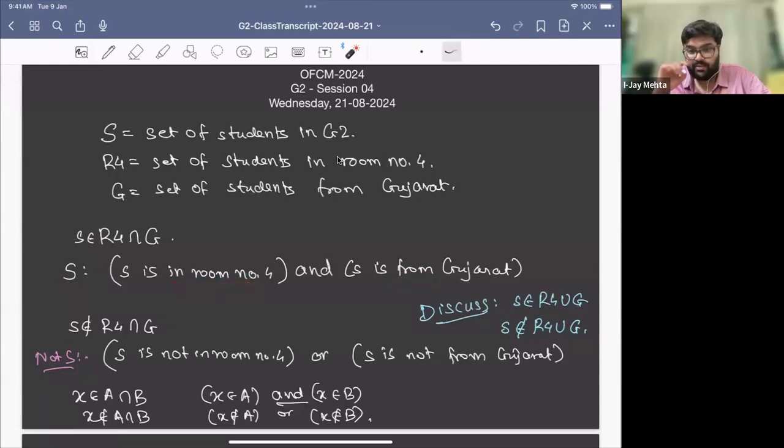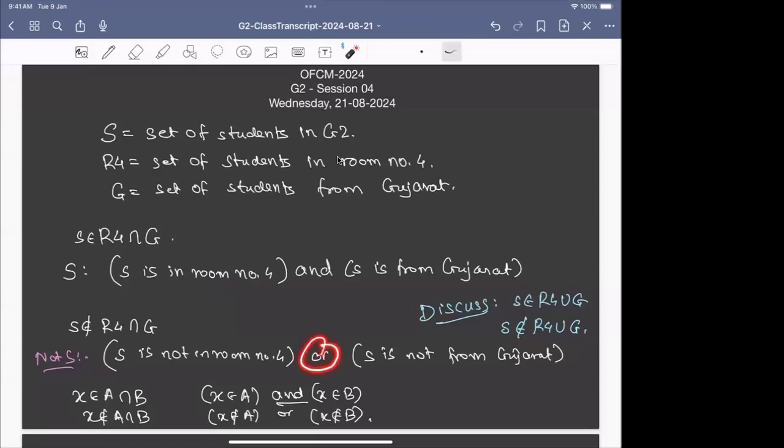Are you realizing? Yes, only room number 4 but not from Gujarat, they are also not here. Only from Gujarat but not in room number 4, they are also not here. So who will not be there? Either they will not be in A or they will not be in B. Is it clear, Sakshi? Yes sir, so "or" is coming, right?